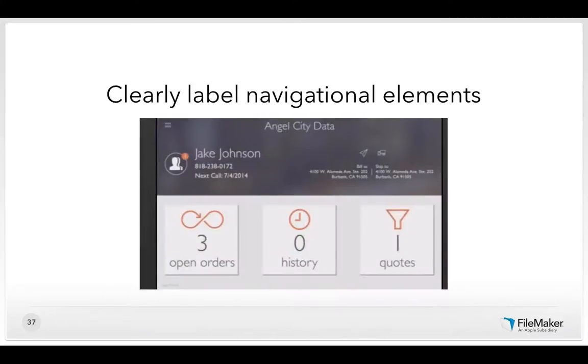When you're designing those elements, you want to make them as clear as possible. You want to provide well differentiated navigation elements that tell them where they are, what they can do there, and where they can go. This interface comes from Angel City Data. This is one of their applications, and you can see very clearly differentiated both where you are. You're on the current record of Jake Johnson. And what you can do here, you can look at the 3 open orders, the 0 history orders, if there were any, and the 1 quote. So you want to make it really easy to know where you are and where you can go.